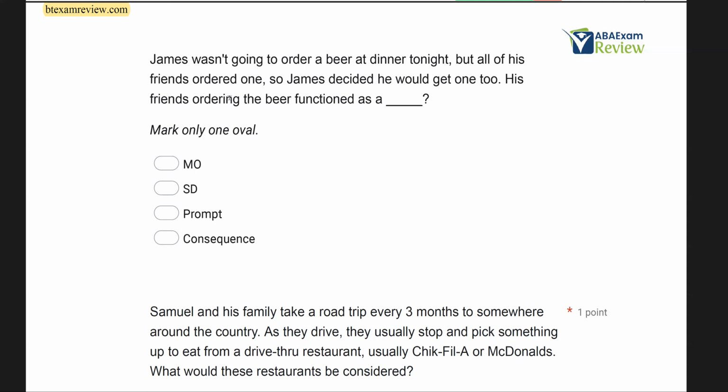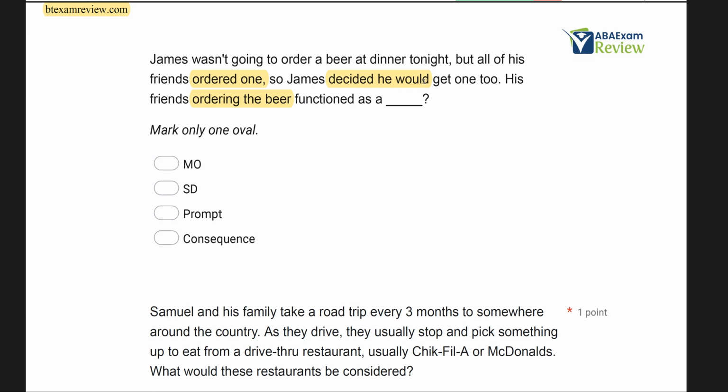So we're looking at James relative to his friends ordering the beer. He wasn't going to order the beer, but then his friends did order, and so James decided he would get one too. So his friends ordering the beer was an antecedent to James getting a beer. Now, if we're having an antecedent, it's going to be either an MO, an SD, or a prompt. Well, it's not a prompt here because the prompt comes after the SD. So it's either going to be a motivating operation or a discriminative stimulus. And what's the difference? A motivating operation makes you want or not want something, while an SD signals a consequence is available. And that's simplifying it, but we want to keep it simple.